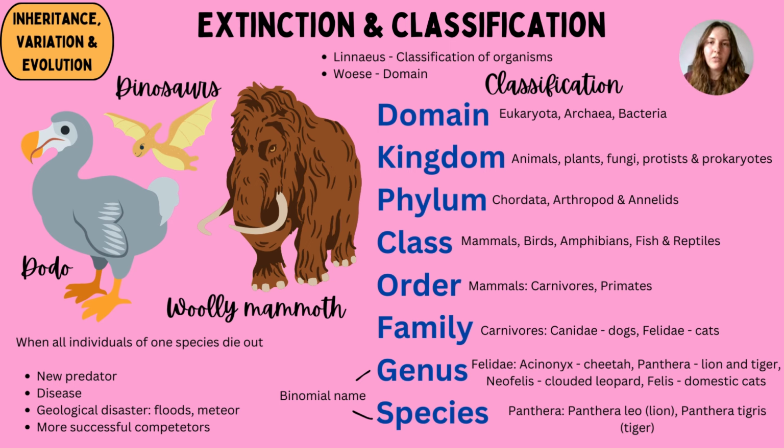Now, you need to know the order of this. So domain, kingdom, phylum, class, order, family, genus, species, with genus and species being used to write the binomial name of an organism. And you can see the different categories will help to categorize individual species.